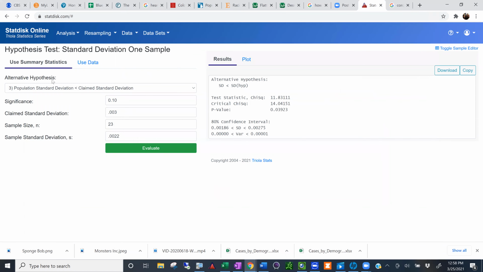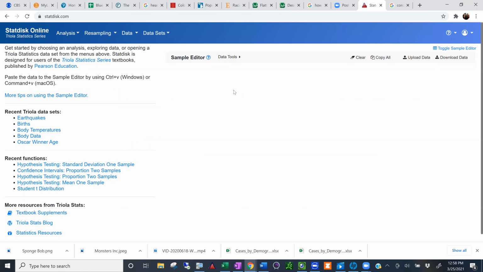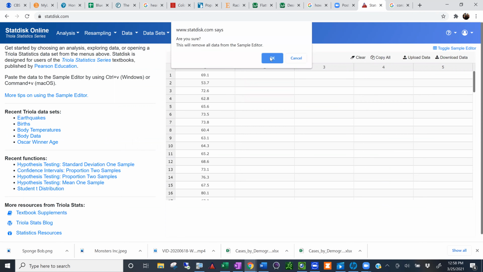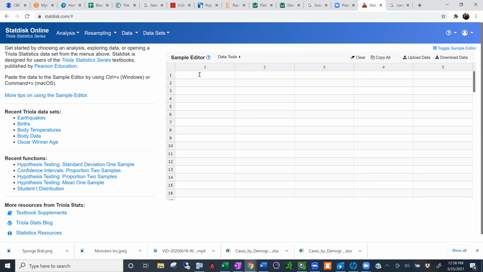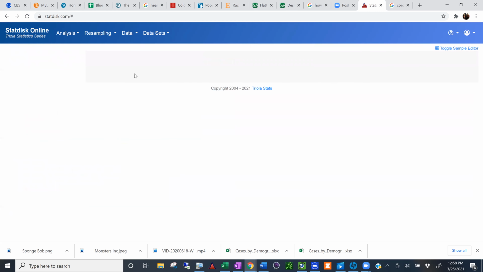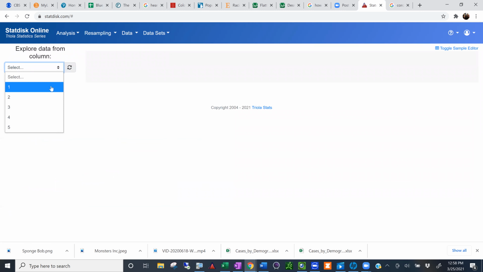Now on StatDisk, if you're going to enter your data, you can click the StatDisk Online icon in the upper left-hand corner. That should take you to the sample editor. If you have stuff there, like I do already, you can clear it out and then copy and paste in everything else you need. So there are my values. Now there are a couple of ways I could work this. I could get some sample statistics right here. I could do explore data and get sample statistics. So column 1, like that.